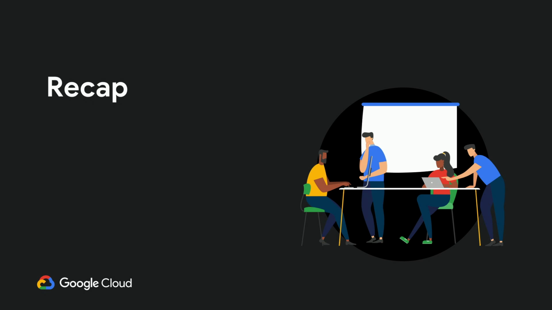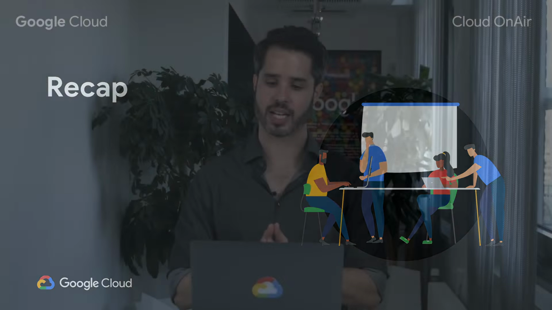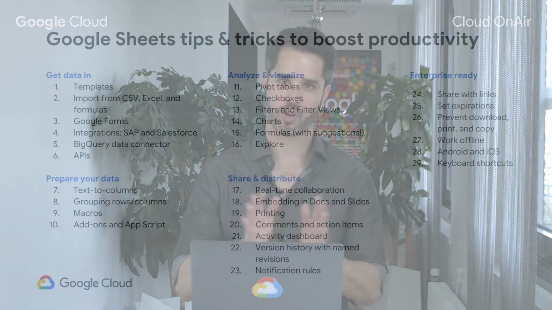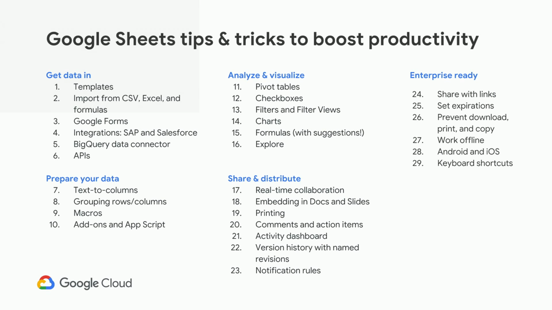All right, so that was a lot of different tips and tricks. Now I'm going to do a brief recap. I won't read through all these items here, but I'll go over the high-level buckets. Again, we talked about how to get data into Sheets and all the different ways you can do that, through importing from your Gmail, using Google Forms, through the APIs, etc. We talked a bit about preparing your data. You can do things like splitting out your columns using text to columns. You can use macros. You can use Apps Script, etc.